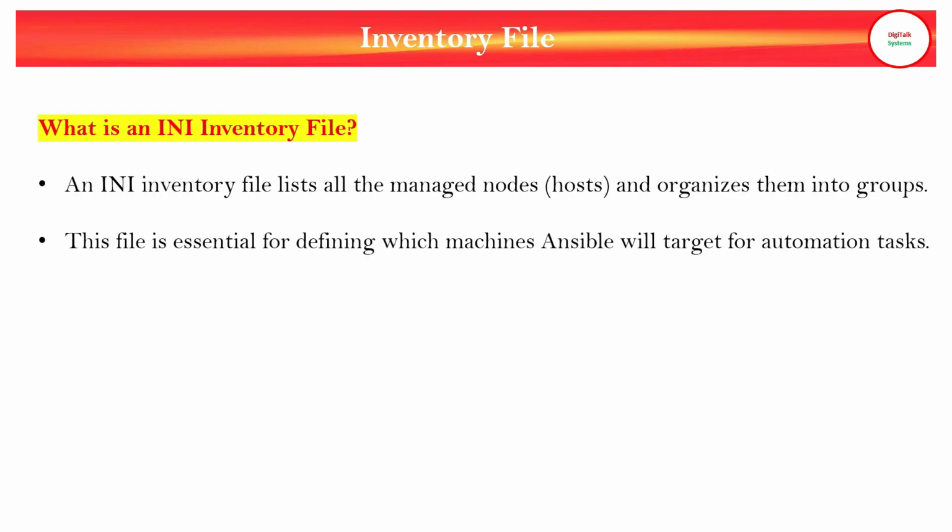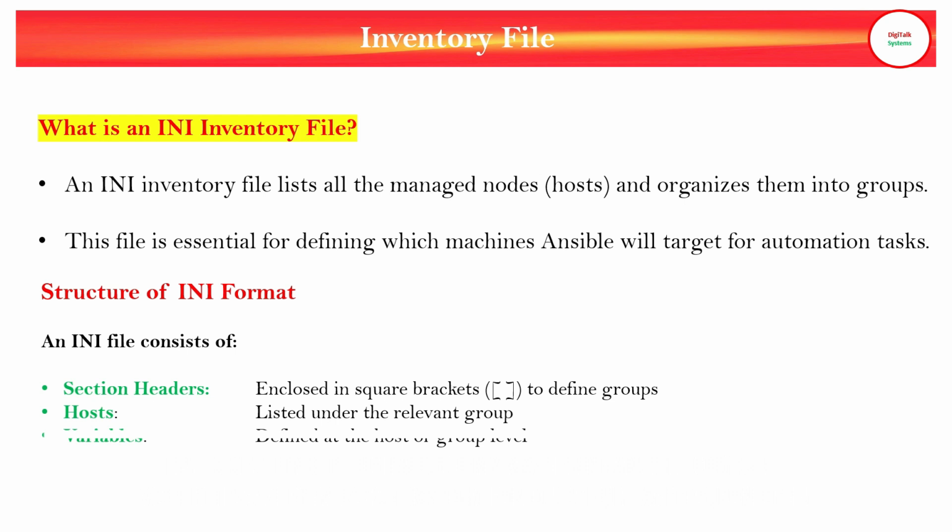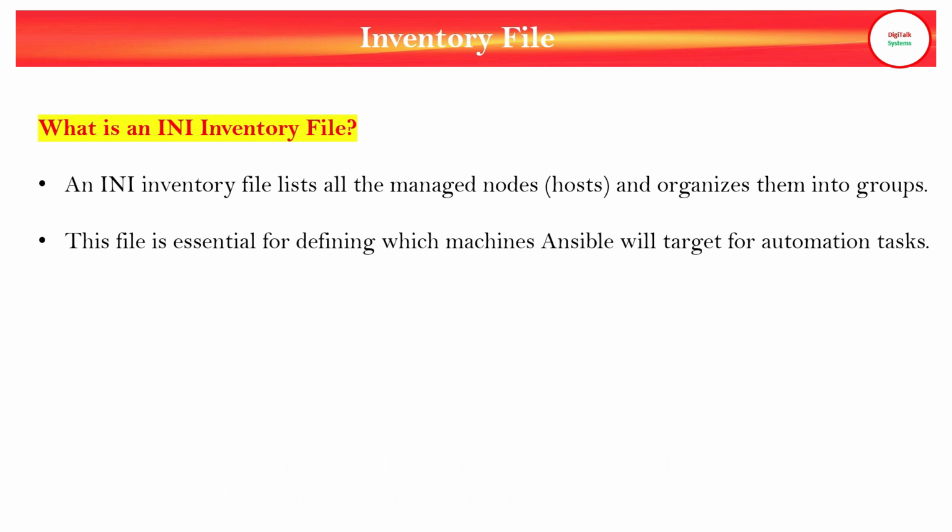So now, what is an inventory file? The inventory file lists all the managed nodes and organizes them into groups. The file is essential for defining which machines Ansible will target for automation tasks. So what does it mean? Let me explain again, since we have had a lot of discussion on this.